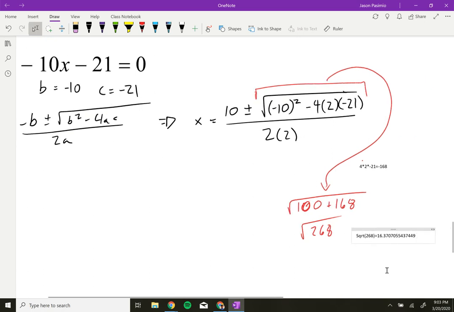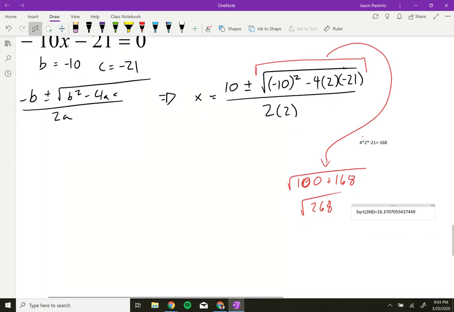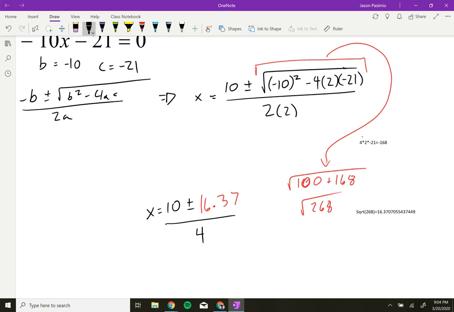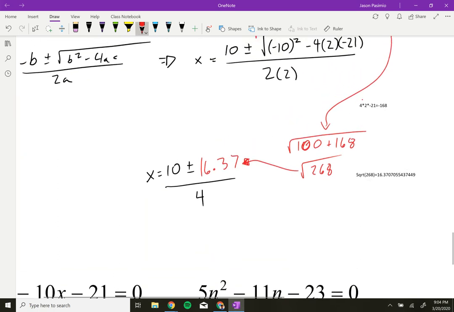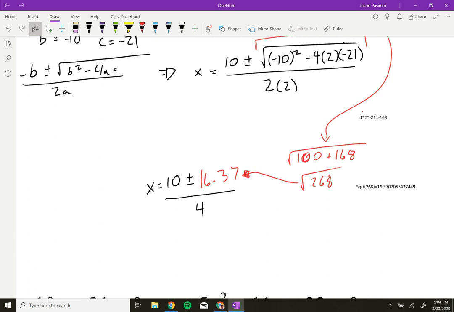The square root of 268 is 16.37. So now that I've got that done, I'm going to put it back. X is equal to 10 plus or minus the square root of 268, which is 16.37, all over 4. Okay, let's put some more arrows in here. Any questions about how I got here so far?